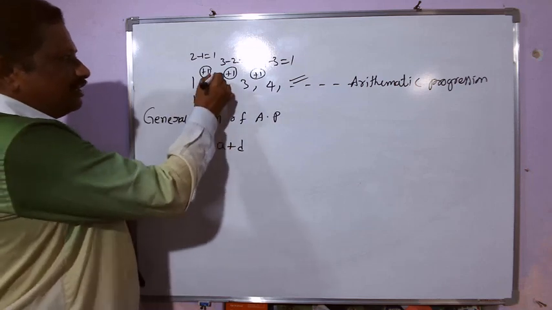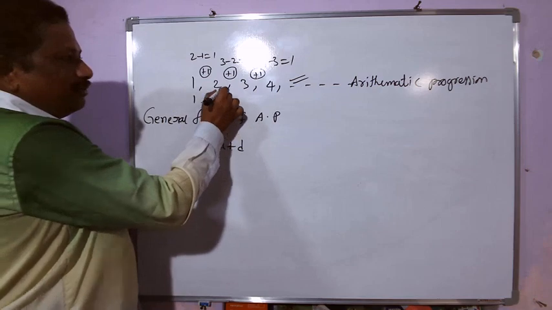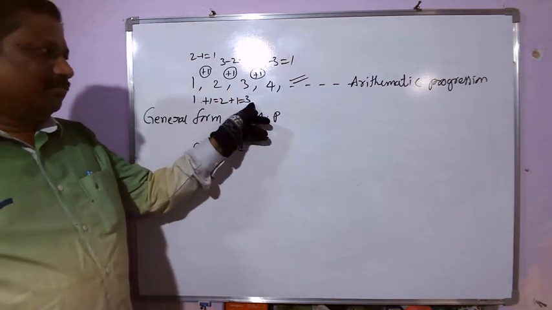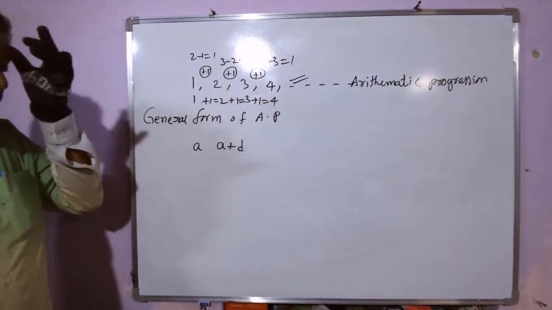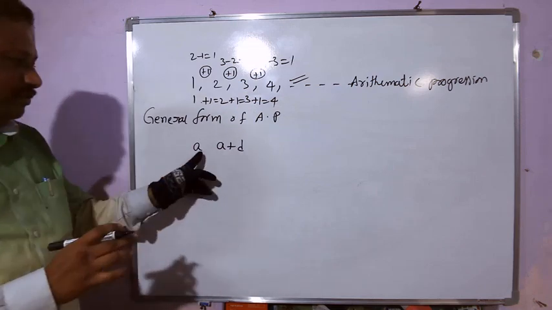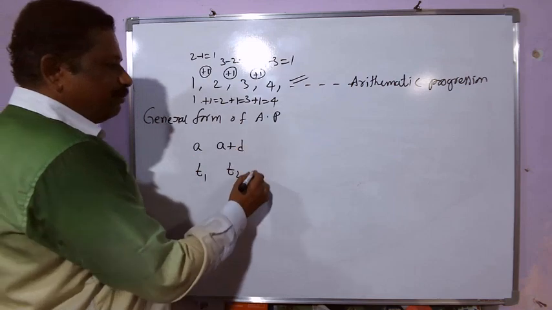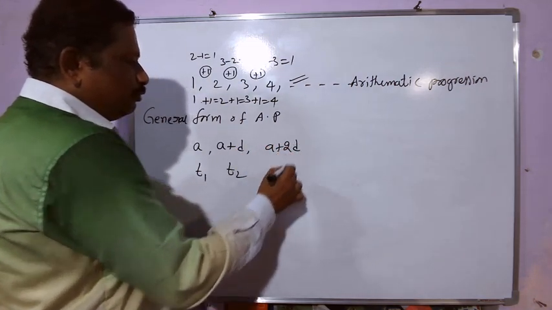If you add the common difference to the first term, you will get the second term. If you add 1 to this one, you get 2. If you add 1 to the 2, you will get the third term. If you add 1 to it, you get the fourth term. Like that. So if you add the common difference to the first term T1, we get the second term. Next, the third term we get if you add two common differences.